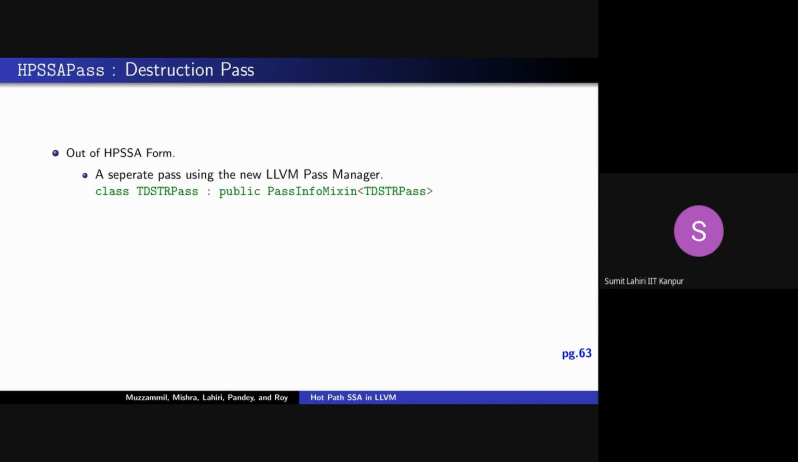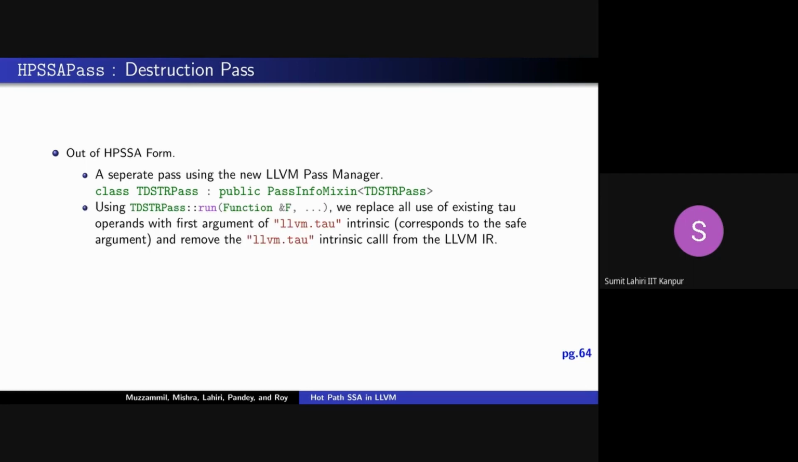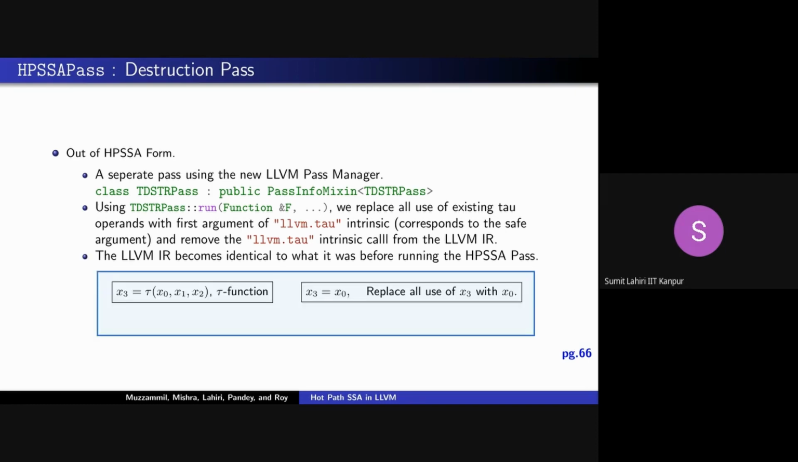If we want to come out of the HPSSA form, then we have to run the tau destruction pass. We have this inside the HPSSA implementation itself. If you see on the left, if we have x3, which is the tau over x0, x1, and x2, then we can go back to using only the safe interpretation, which is the very first variable. So we say that x3 is equal to x0, and everything else remains the same.